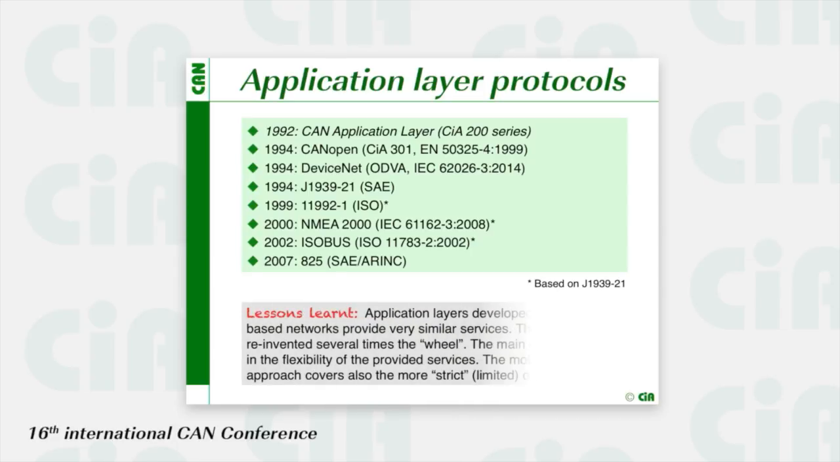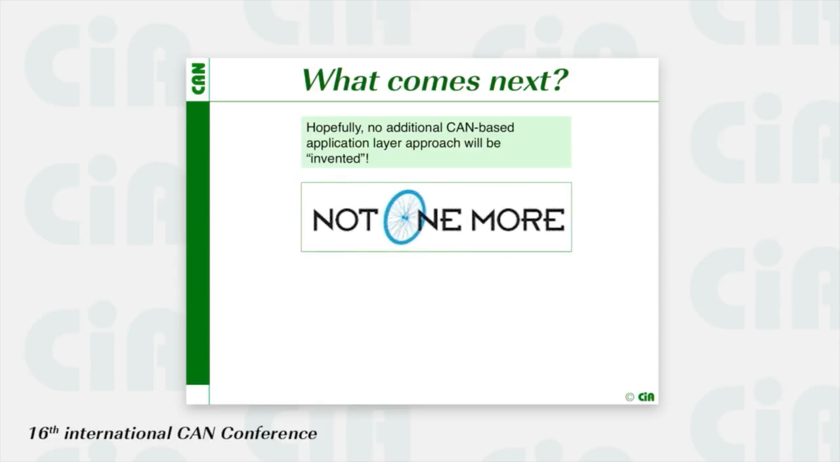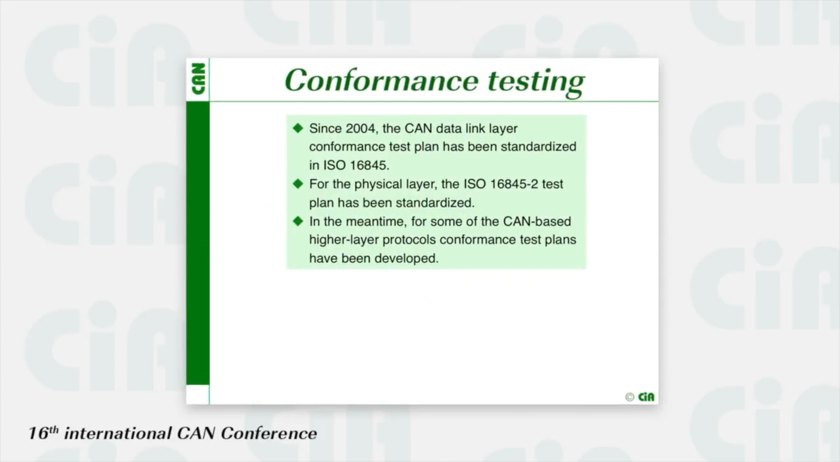What lessons did I learn from that? Application layers developed for CAN-based networks provide very similar services, if you just look at it from the service point of view. This means we reinvented the wheel several times. The main difference is the flexibility of the provided services. But if you use the most flexible approach, then you are covering also the more restrictive ones. So hopefully we will have a new application layer developed, not one wheel more.